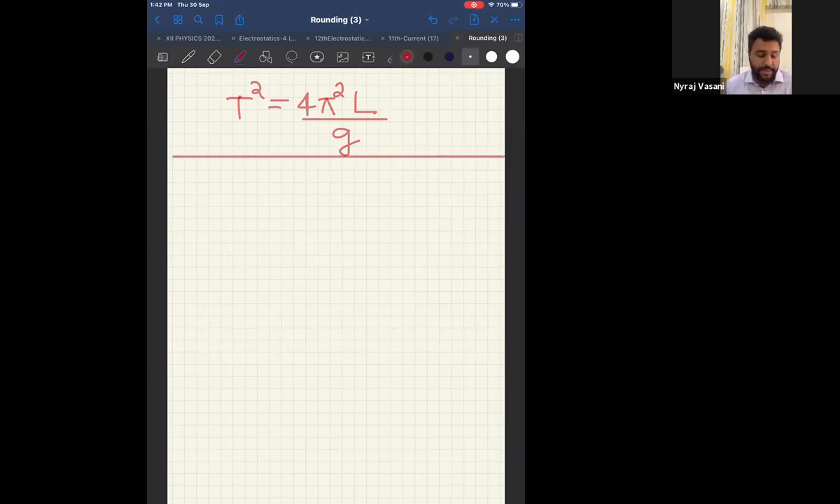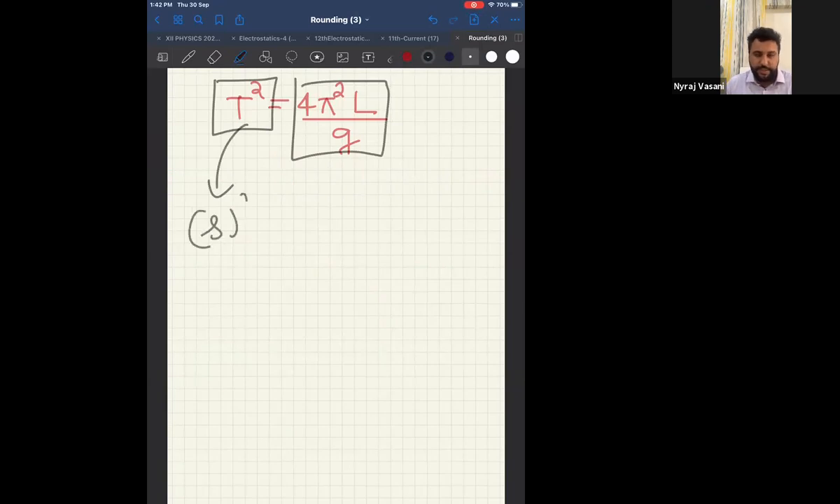Now, I can divide this question into two parts. One is this box and one is this box. So t is time. So t square will be second the whole square. So it will be second square. And the dimension of second square will be L0, M0, T2.